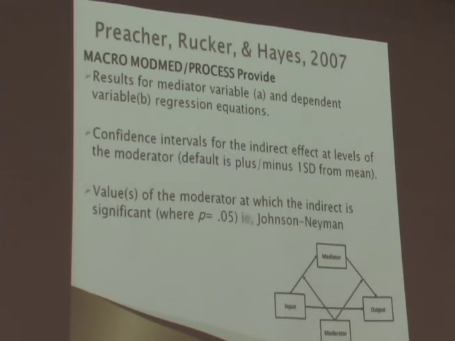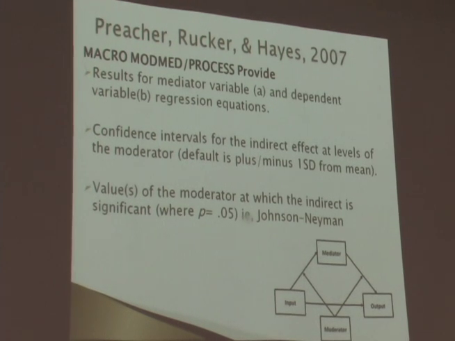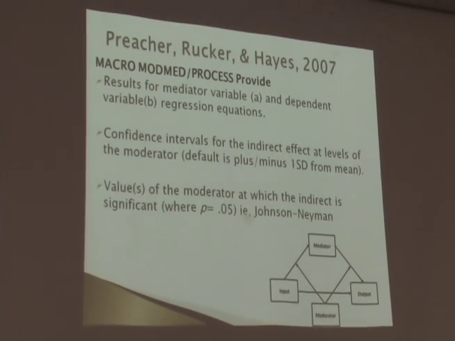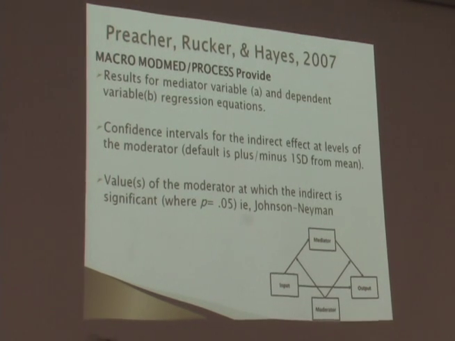So in terms of the macro, there's ModMed, which is the predecessor to Process, which kind of pulls it all together. So ModMed is also on the Hayes website. They both provide the results for the mediator variable and dependent variable equations. They provide the confidence intervals for the indirect effects at levels of the moderator, and the default is plus or minus 1 standard deviation from the mean. And then they also provide a Johnson-Neyman type technique for looking at which values of the moderator the indirect effect becomes significant, right?